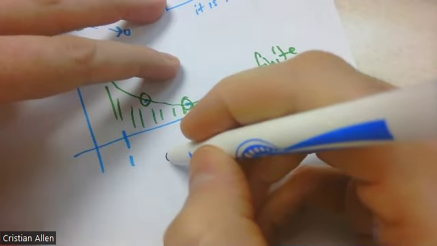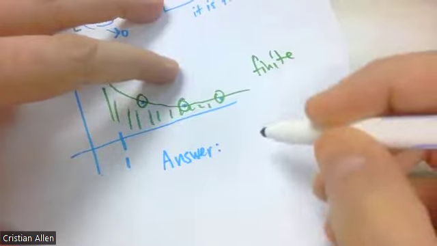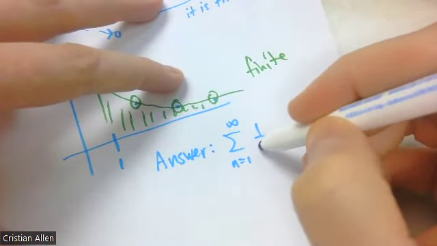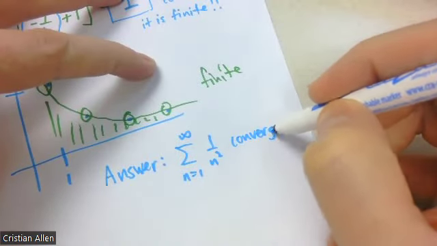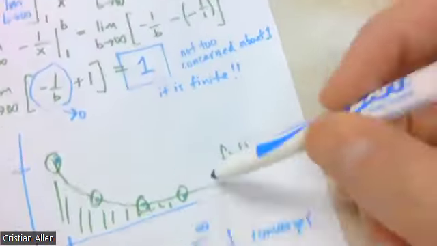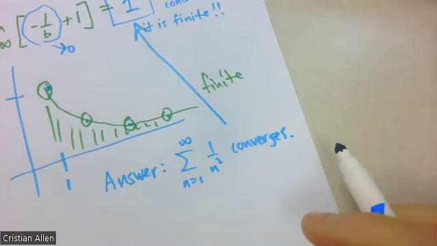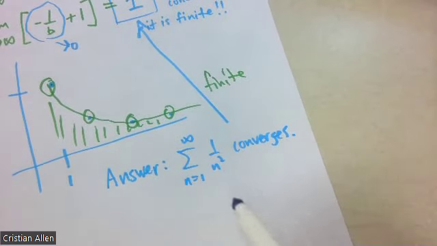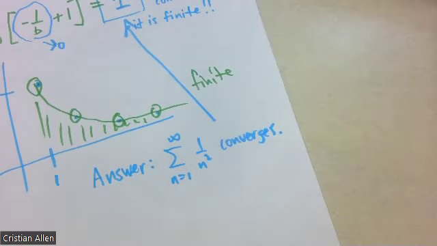So final answer, according to this integral test, is that this right here converges. Now, does it converge to one? No, that's not how this works. The integral test just tells you whether this converges or not. It does not tell you what it converges to.